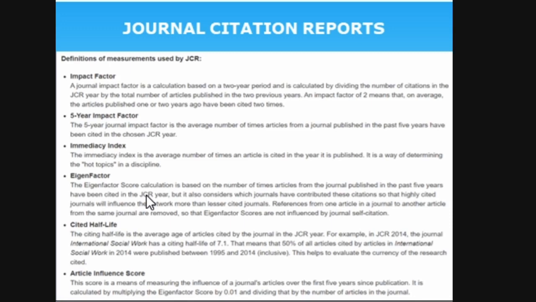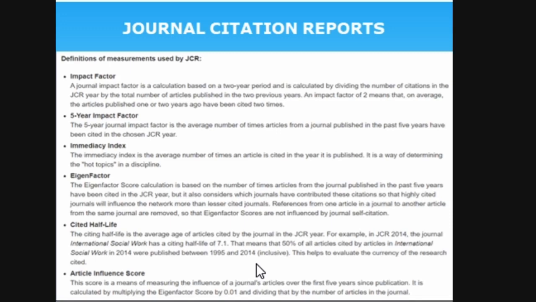Like this, cited half-life is average age. What is the average age? When a new topic comes, the old topic will go, right? That is the average age of articles cited by the journal in JCR. For example, in JCR 2014, the journal International Social Work has a citing half-life of 7.1. So that is the score. What is the meaning of that? That means 50% of all the articles cited by International Social Work in 2014 were published between 1995 and 2014. So this helps to evaluate the currency of research cited.